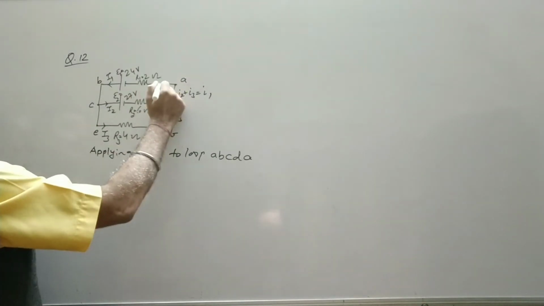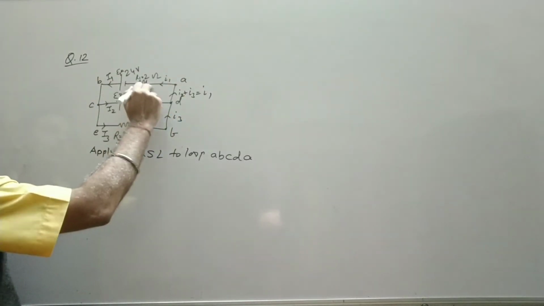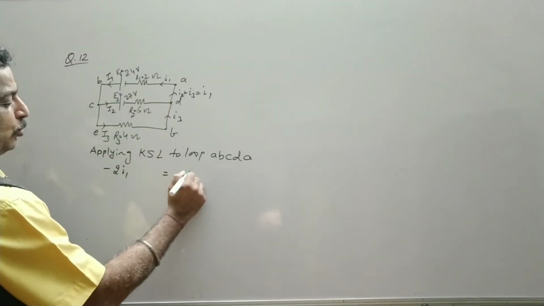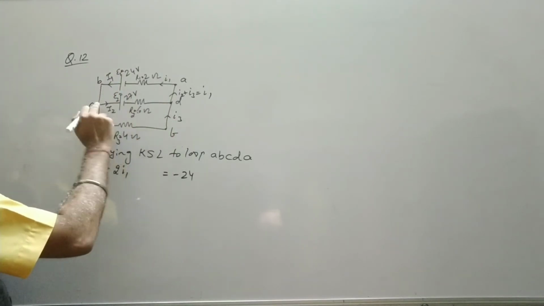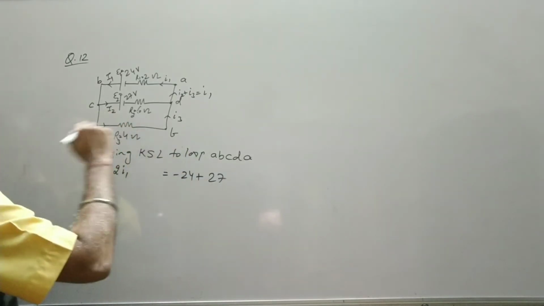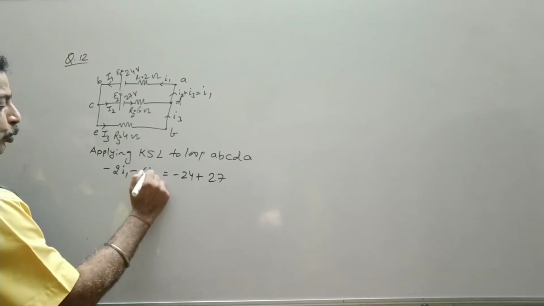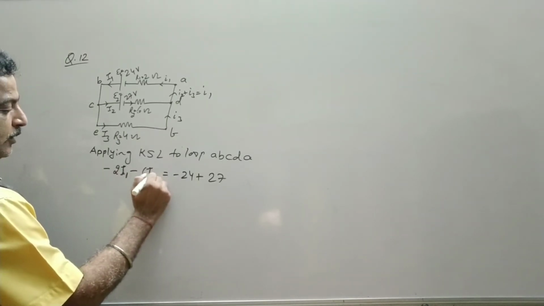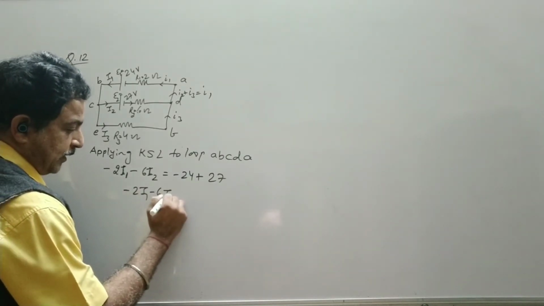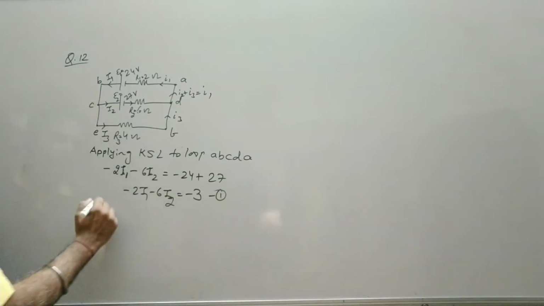So we are moving from A to B. The current is I1. You are moving in the direction of current. So minus 2 ohms, so minus 2 I1. We get a negative terminal. So minus 24. Again you are moving in the direction of the current. Voltage is plus 27. First terminal is positive. Then you are moving in the direction of the current. So minus 6 I2. So therefore minus 2 I1 minus 6 I2 is equal to minus 3. So this is your equation number 1.